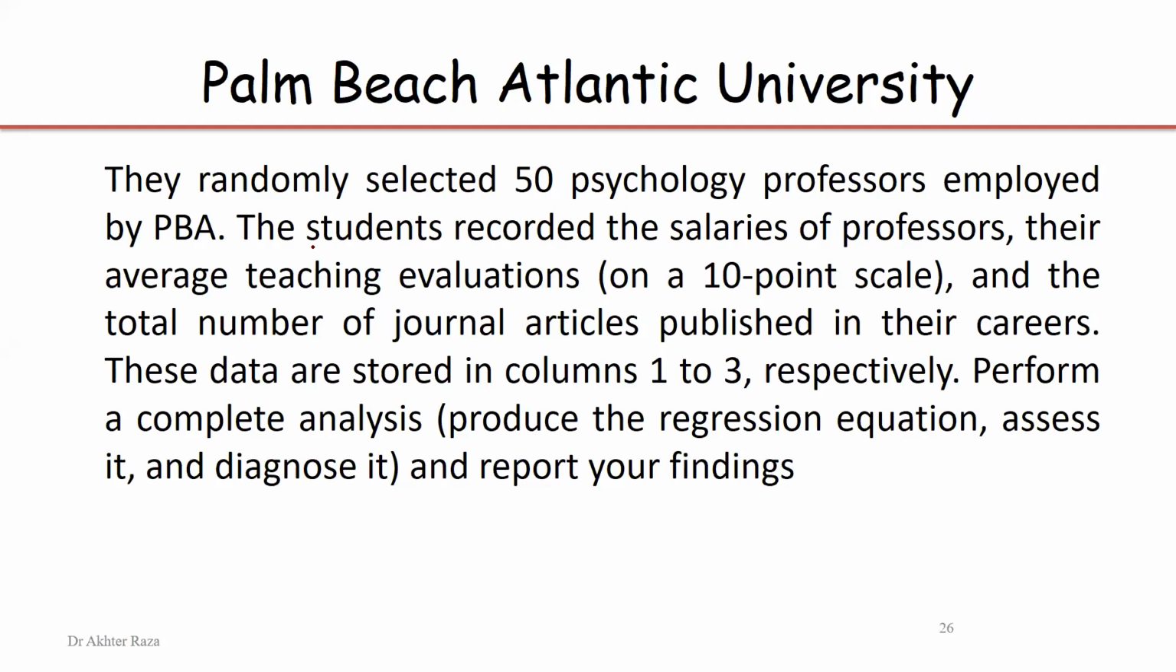One column has salaries, and average evaluation means the form filled by the students about the teacher on a 10-point scale. 10 means if the student assumes that is a good teacher, then they may give 10 out of 10. If the student assumes that is not a good teacher, then maybe from 1. So 1 to 10, any number a student can give to the teacher.